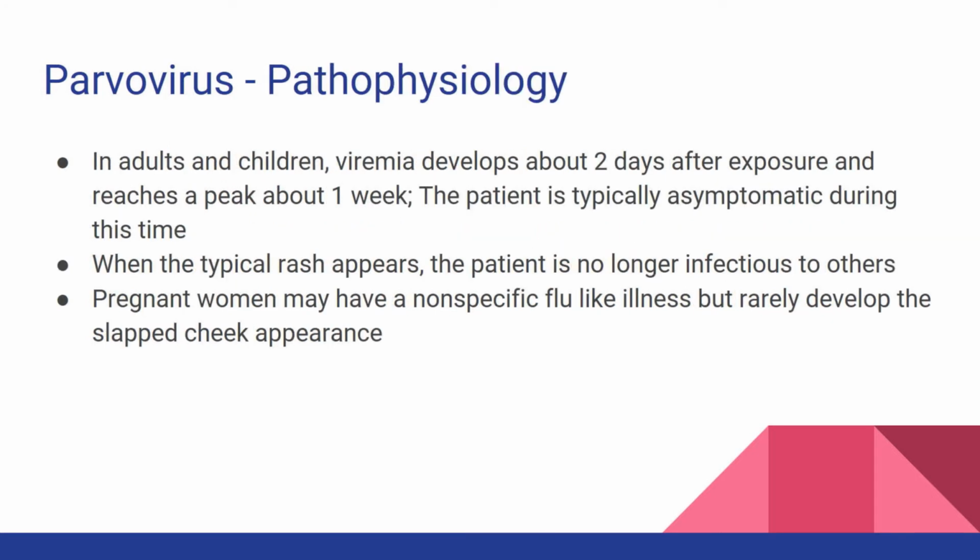The pathophysiology: in adults and children, a viremia typically develops about 2 days after exposure and reaches a peak at about 1 week. Patients typically are asymptomatic during this period, so it's important to note that the slap cheek appearance actually comes after the child would no longer be infectious to others, so they've likely already had a viremia that they're then spreading to others. Pregnant women will often have, again, this nonspecific flu-like illness and rarely develop the slap cheek appearance, and so with that in mind, it's not easy to diagnose this for the mother.